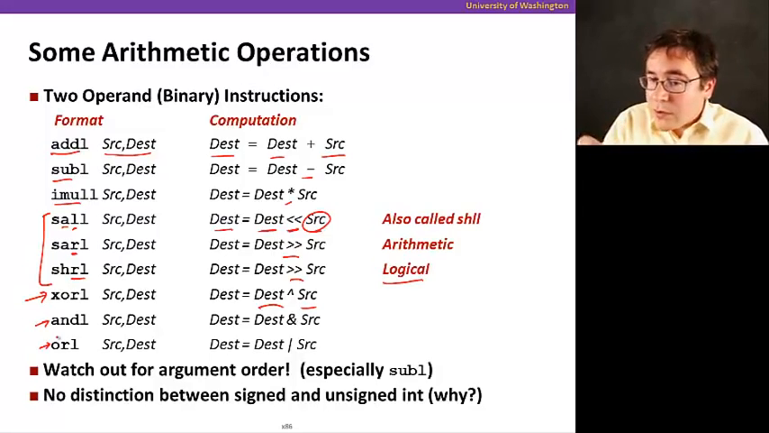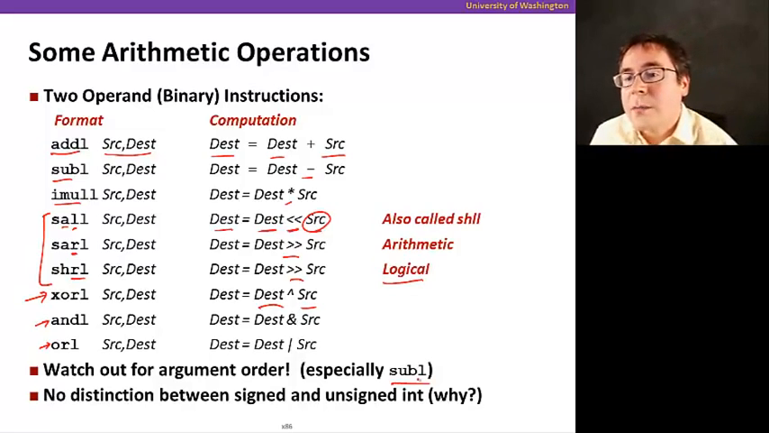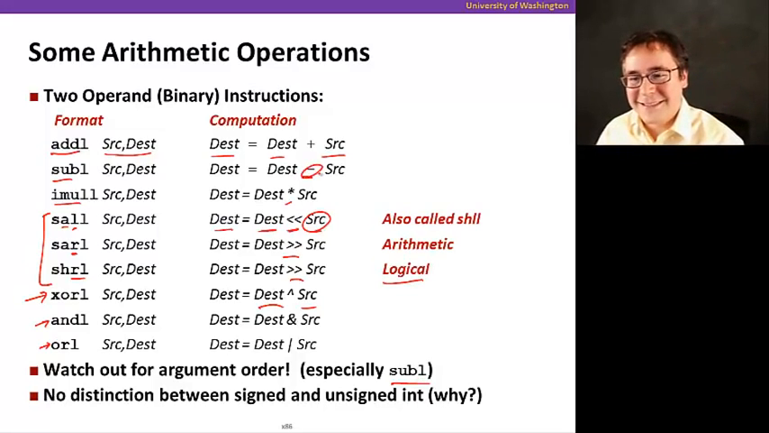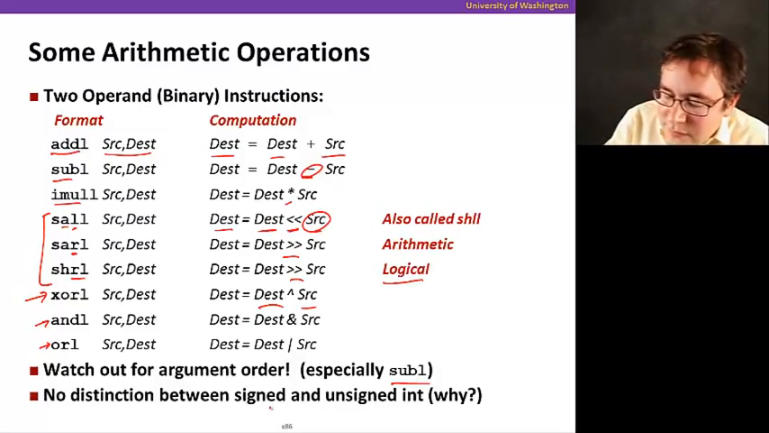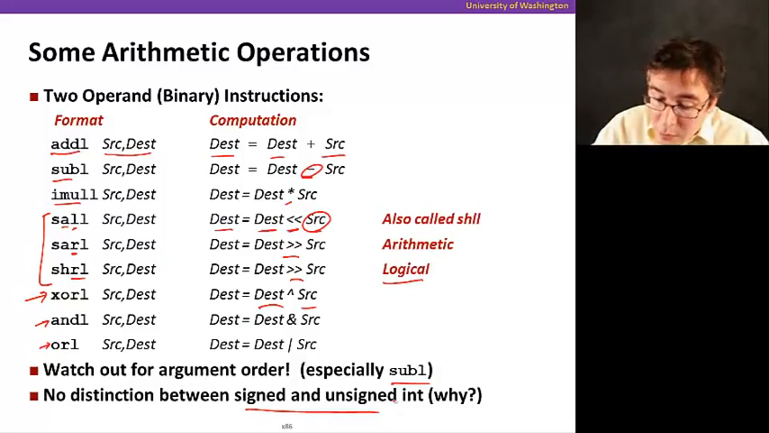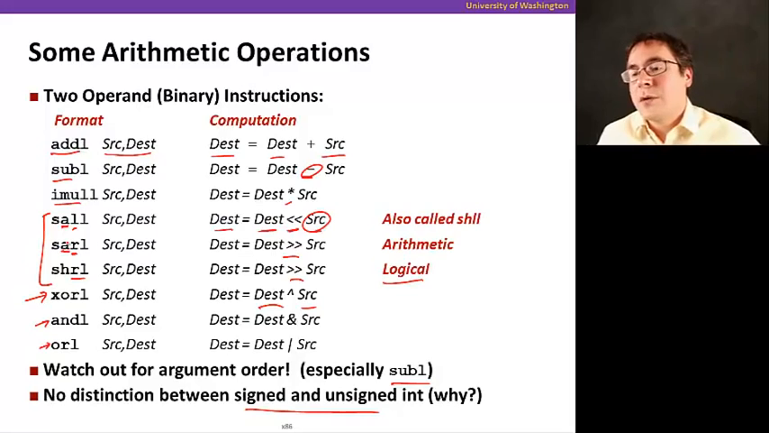So watch out for the argument order. That's actually very important, because the argument order affects your result, especially for subtraction. Note that there's no distinction here between signed and unsigned int. Why is that? Remember that if you use 2's complement, you can do arithmetic without regard for the sign bits. Everything just falls out of that. But note that you do have to worry about whether you're doing shift arithmetic or shift logical because of the sign bit.